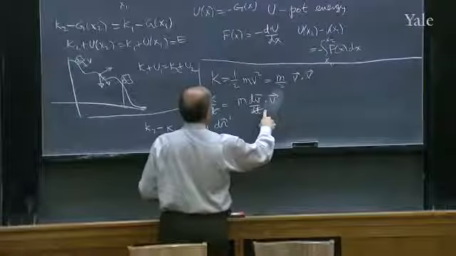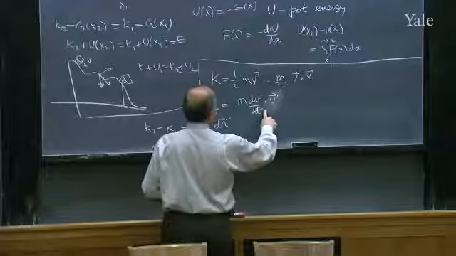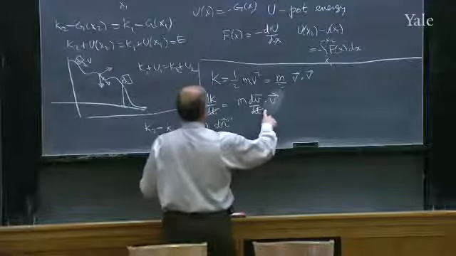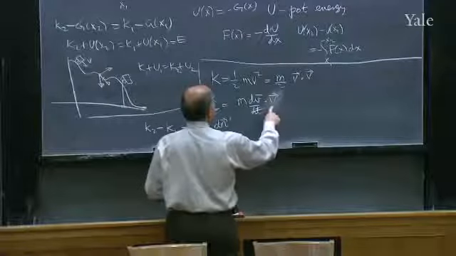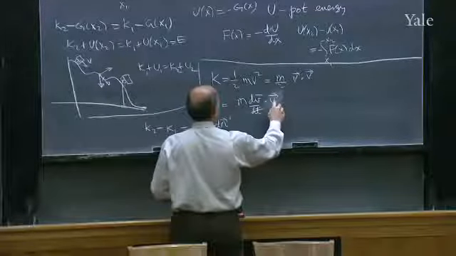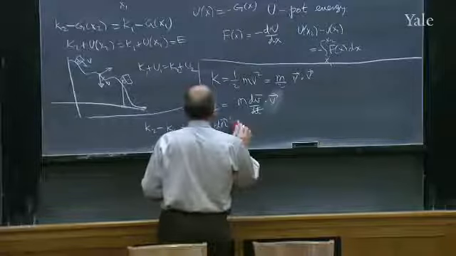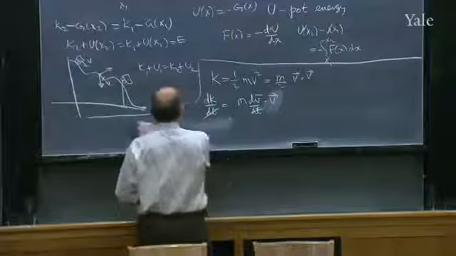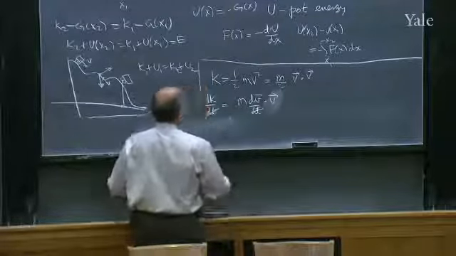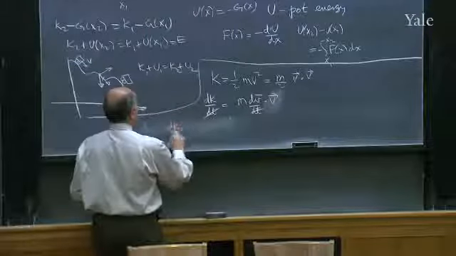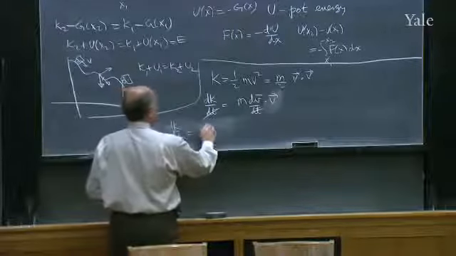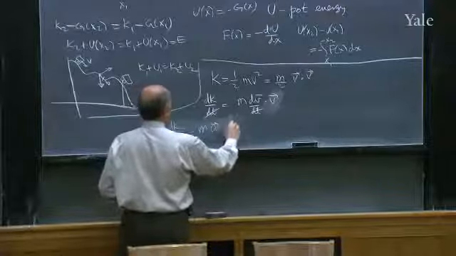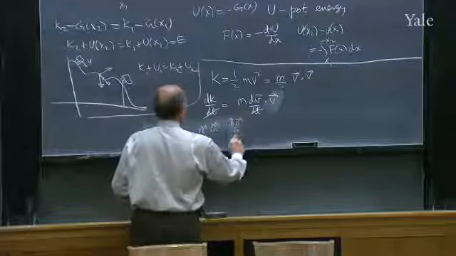Let me see. I'm sorry. I want to keep the dv dt here. Then I want to write this v as dr dt. That's right. So excuse me, let me do it again. dk dt is equal to m a times v, and v is dr dt.